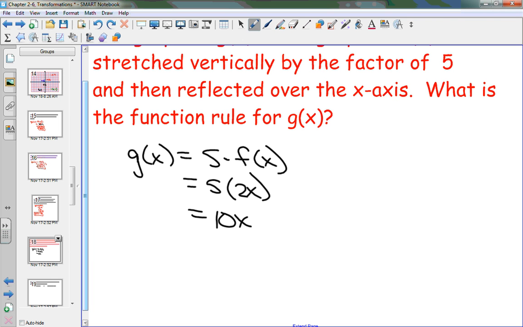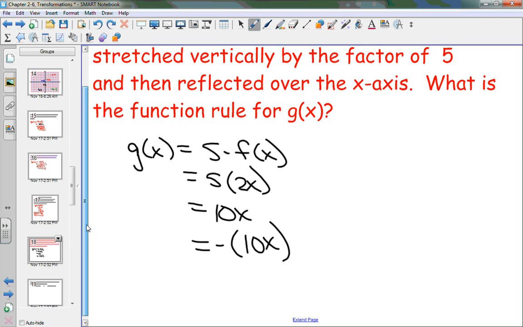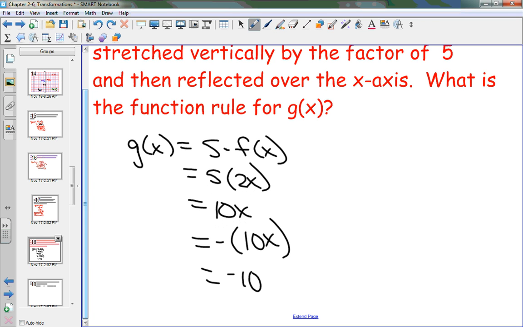And then reflect it over the x. So am I flipping hamburger or hot dog? I'm flipping hamburger, so what happens to my point? The y value changes, so therefore I'm going to distribute a negative to the entire function. So it's going to be negative 10x. Now, is this always going to be like that? No. The point is, do you understand where to put the negative? Is it inside of the x, or do you distribute it to the whole thing? It's being distributed to the whole thing.